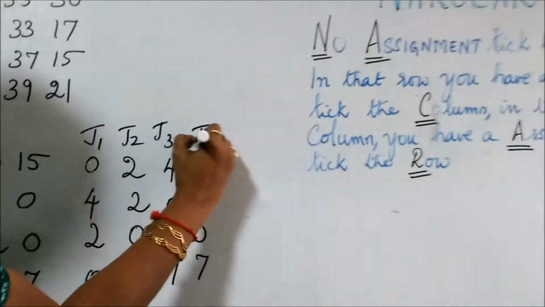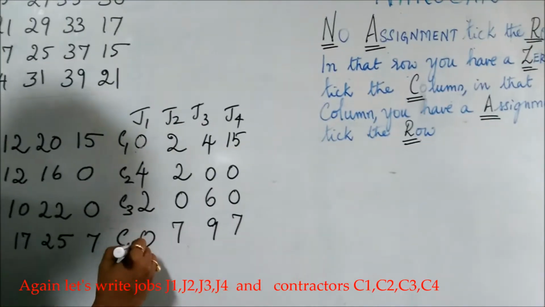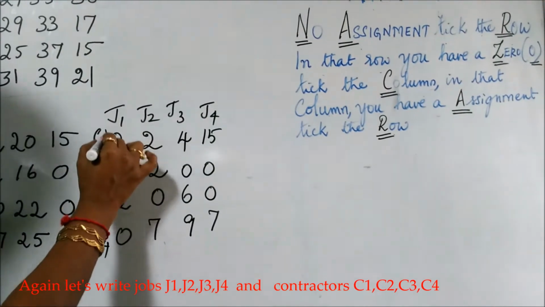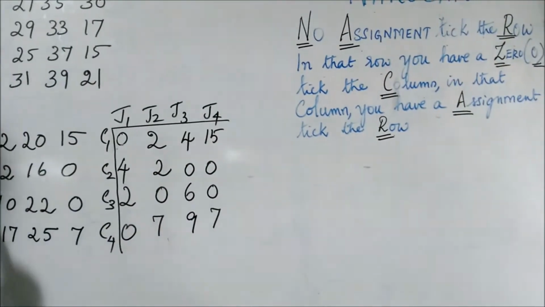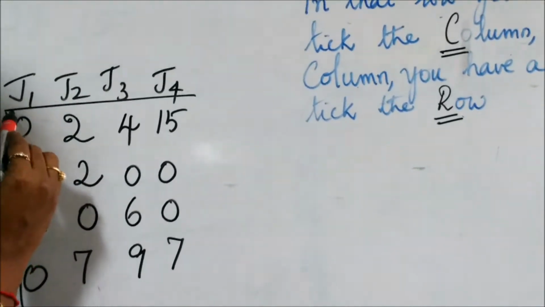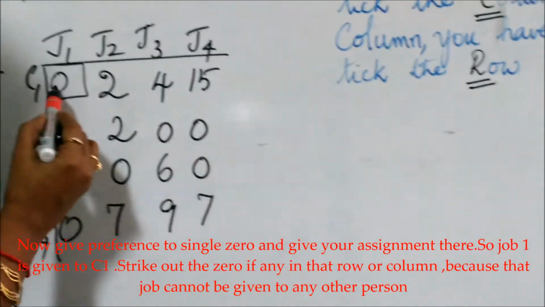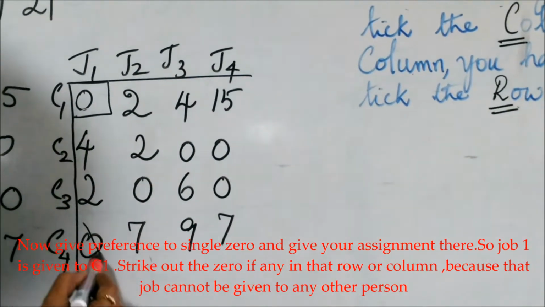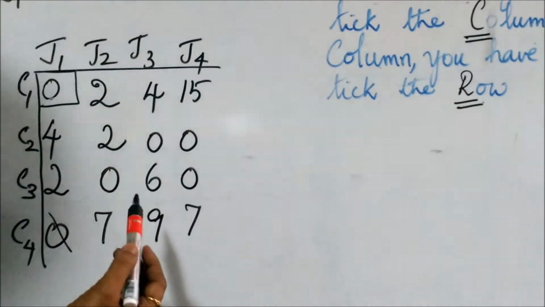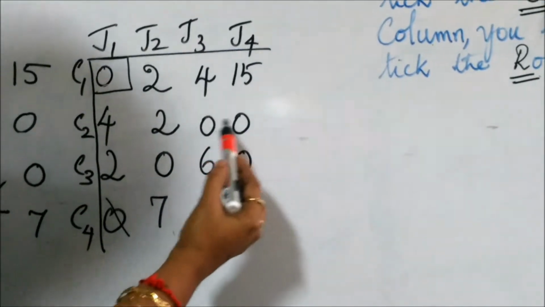Job 1, job 2, job 3, job 4 and contractor 1, contractor 2, contractor 3, contractor 4. My preference is a single 0. So the first row has one single 0. So I allocate job 1 to contractor 1. The same job cannot be given to any other person. So if I find another 0 in that column or row, I cancel it.